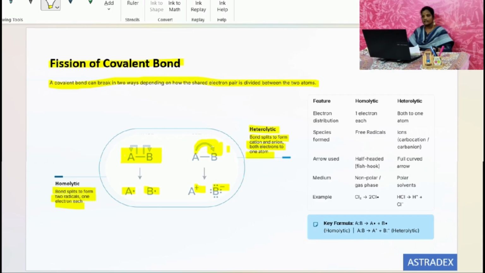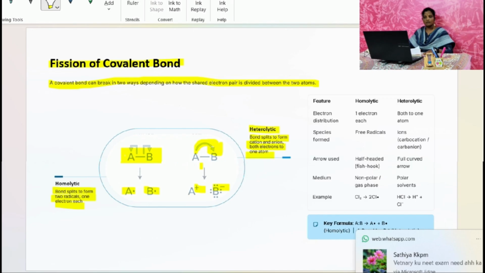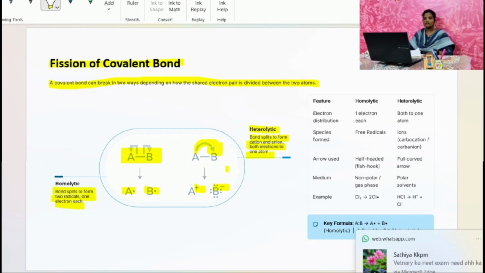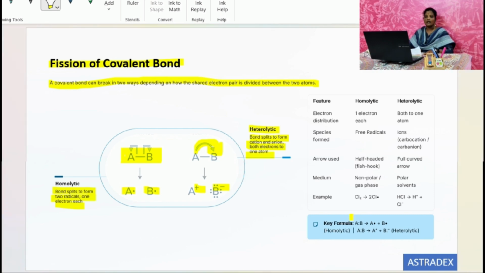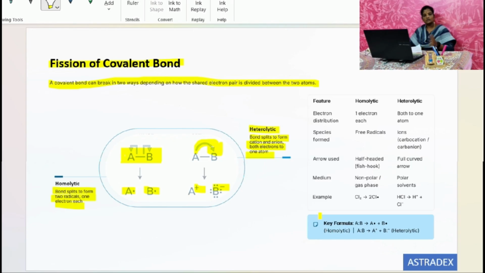So here is a diagrammatic representation. A and B have a bond present. Here this bond breaks in a heterolytic manner. A pair of electrons will move towards B. So A has lost an electron, so it possesses a positive charge. B has taken its own electron and also the excess electron present on A, that's why it possesses a negative charge. Okay, I hope this will be very clear.